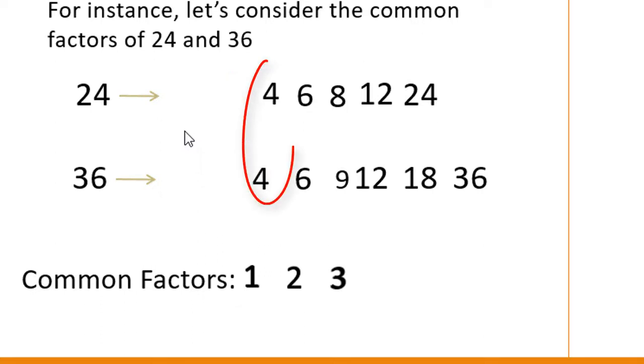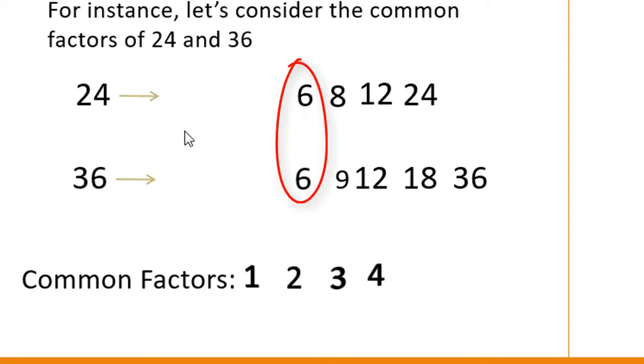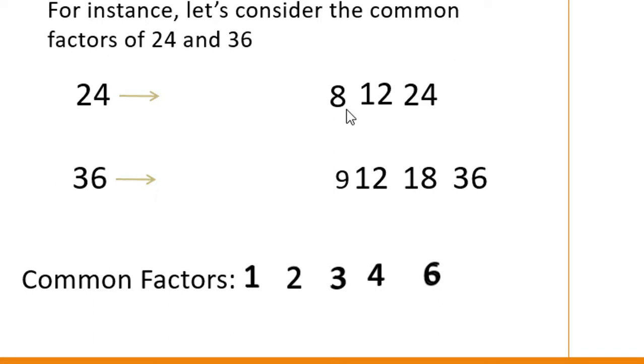I can also see 3 and 3, so 3 and 3 is also coming out. I can see 4 and 4. 4 and 4 is merging together and coming out. You can see 6 and 6. 6 and 6 is also coming out. Now, there is an 8 here with 24, but no 8 here. So it means that 8 is not common.